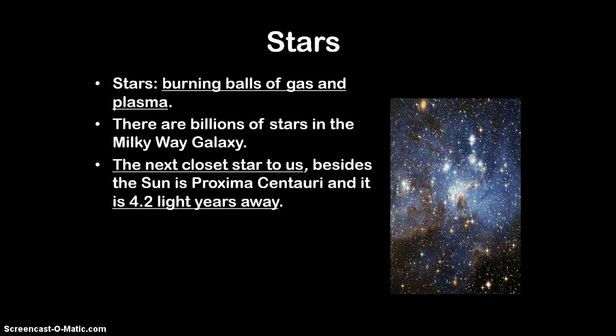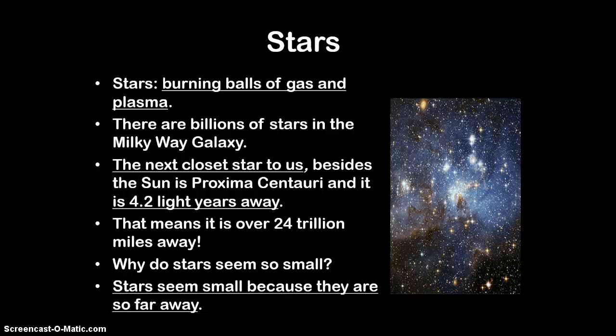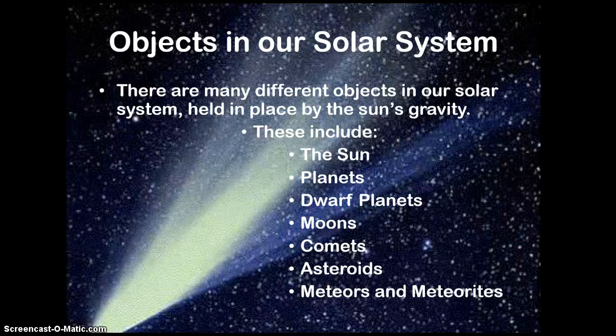Okay? So, as we talked about before, there are lots of stars in the Milky Way galaxy. All you need to do is look up at night and you'll see how many there are. The next closest star to ours, besides the Sun, is called Proxima Centauri, and it's 4.2 light years away. So it takes light 4 years to travel, which means it's over 24 trillion miles away from us. Why do the stars seem so small? Stars seem small because they are so far away. The distance is why they seem so small.